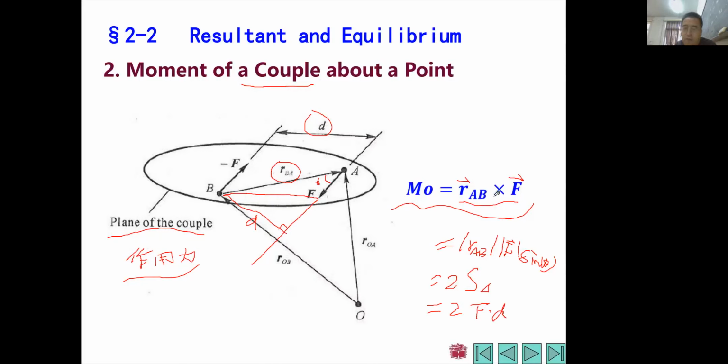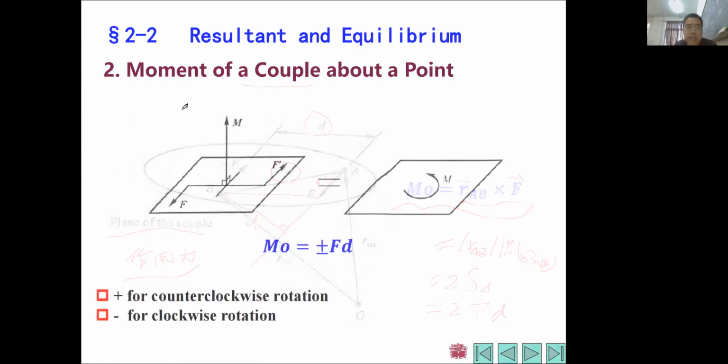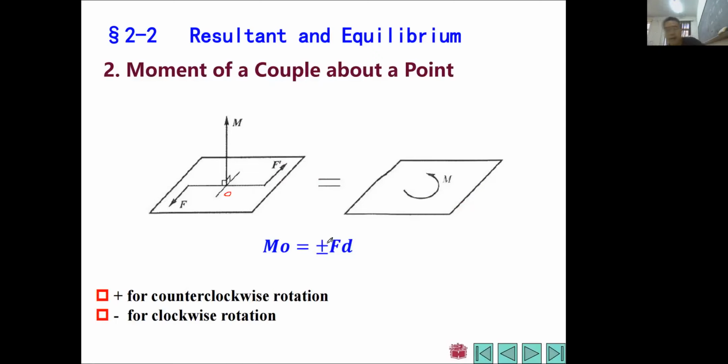So that's how we use this easy one. We always do not use this cross product because it's very complicated, right? So we just need to use this 2 times F times D. So that is how we find the moment of a couple about a point. So if we know this point O, then M_O equals positive or minus F times D. This positive or minus means a different direction.